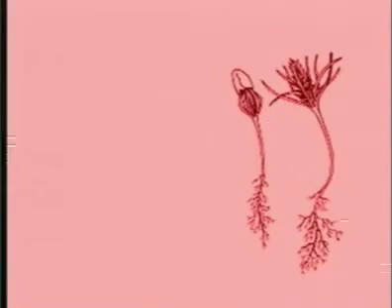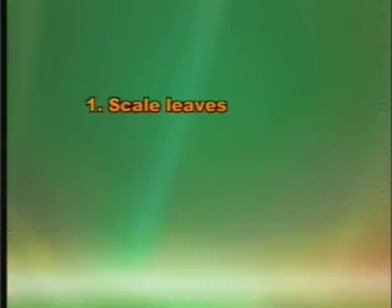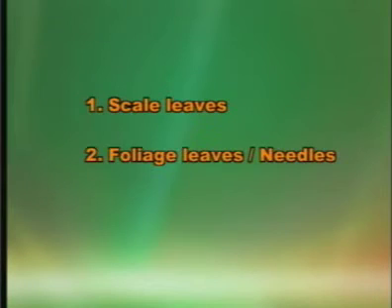Pinus leaves. It has juvenile leaves or primordial leaves which are found only in its young stage. Otherwise, we can say that there is a dimorphism found in the leaves of Pinus. That means it has 2 types of leaves. One is called scale leaves, the other one is foliage leaves or Pinus needles.